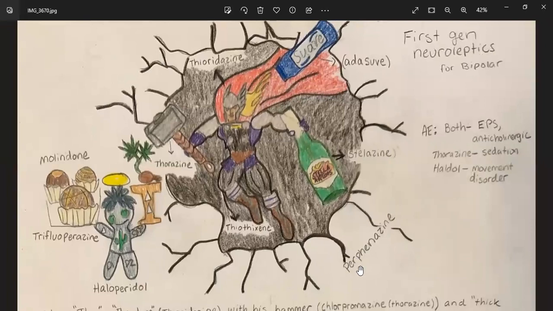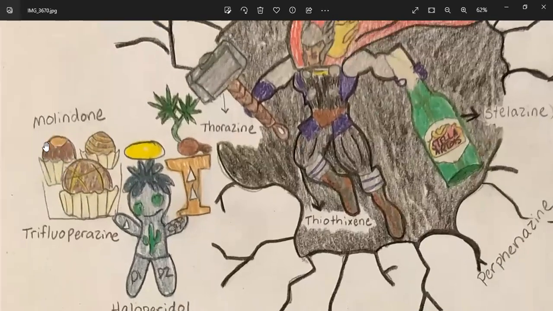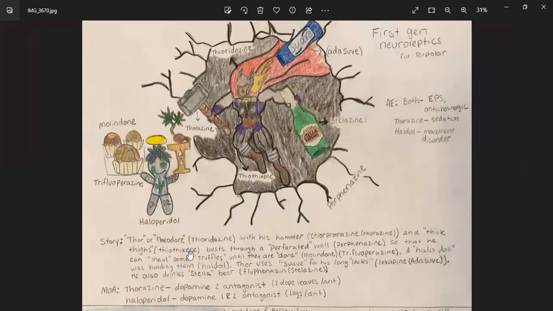And then he punched through this wall. He perforated the wall for perphenazine. And then the reason why he did that is because he wanted to maul some truffles. He wanted to maul the truffles until they were done. So maul until they were done, molindone, and then truffles for trifluoperazine. Anyway, sounds like truffle. And so the whole story is written out here, but that's what all those drugs are. Those are first generation neuroleptics.